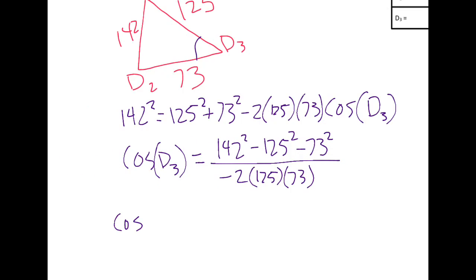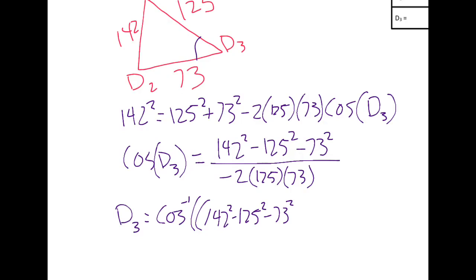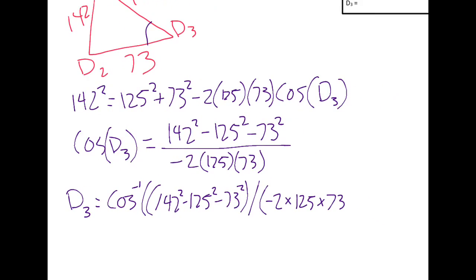So type this into your calculator as follows. We're going to get D3 equals cosine inverse of, open a parenthesis, type your 142 squared minus 125 squared minus 73 squared, close just one parenthesis, divide by, open a new parenthesis, negative 2 times 125 times 73, and you don't even actually need to close any of those parentheses. That will get you your value.